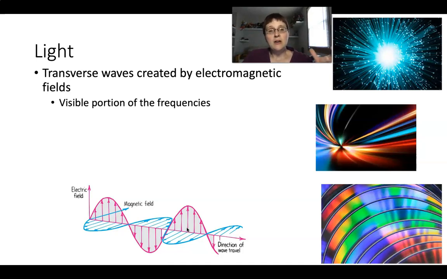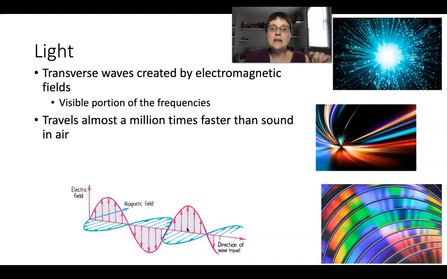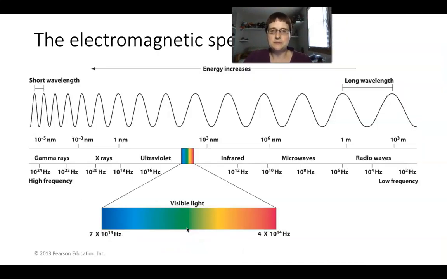The thing that we call light is the visible portion of the electromagnetic frequencies. So we're going to see there's an electromagnetic spectrum. It's huge, and light makes up a very small fraction of it. So this is the part that we can actually see. It travels almost 1,000,000 times faster than sound in air. So this is why, if you've noticed that you can see lightning and then hear the thunder, that's why, because light is going to travel much, much faster in air than sound will.